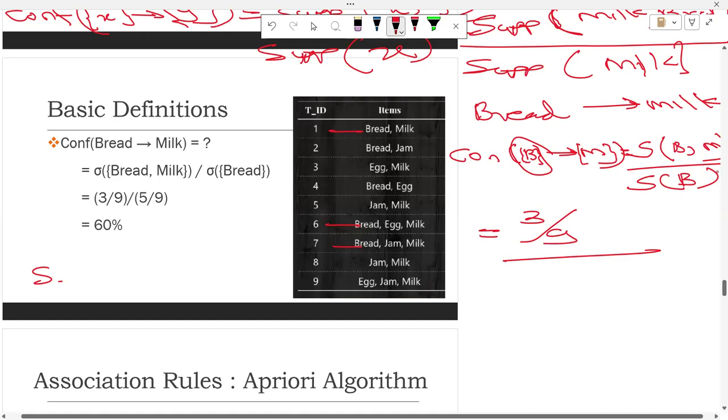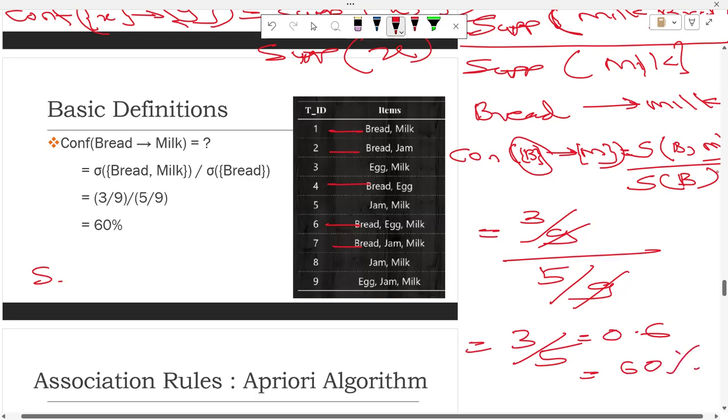Support of bread, how many? 1, 2, 3, 4, 5. So 5 divided by 9. We can cancel this 9 and this 9. So 3 over 5 means 0.6, which is 60%. So the confidence of bread implies milk is 60%. If a customer purchases bread, there is a 60% chance they also purchase milk.